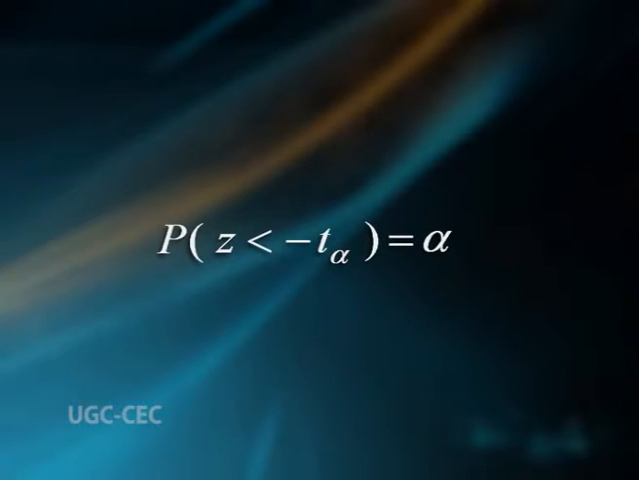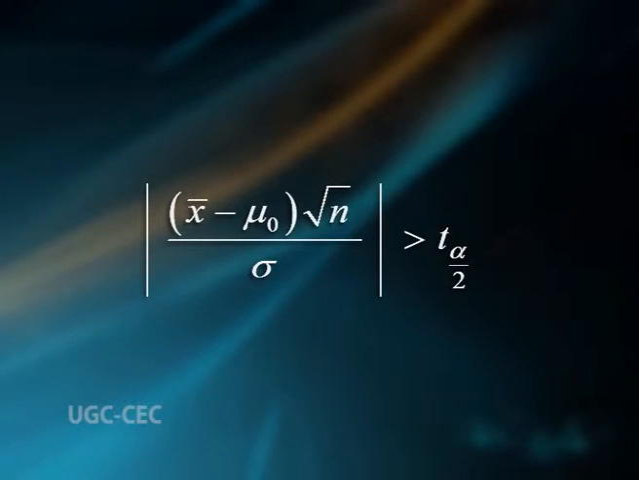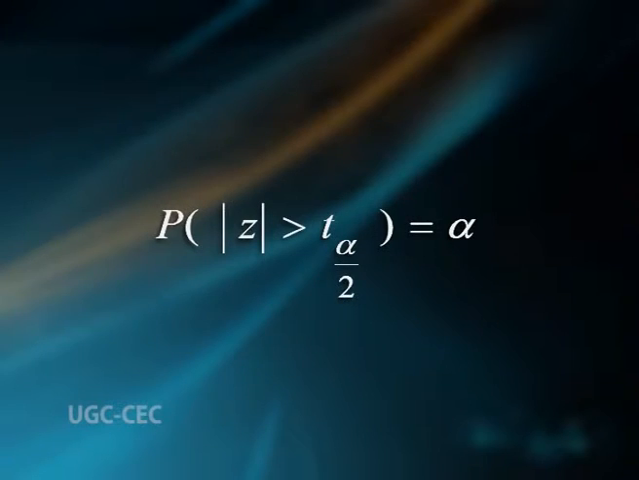If H0: mu equal to mu naught is to be tested against H1: mu not equal to mu naught, we reject H0 if the modulus of (x bar minus mu naught) times square root of n divided by sigma is greater than t alpha by 2. The standard normal table gives the value of t alpha by 2 such that the probability of mod Z greater than t alpha by 2 equal to alpha.